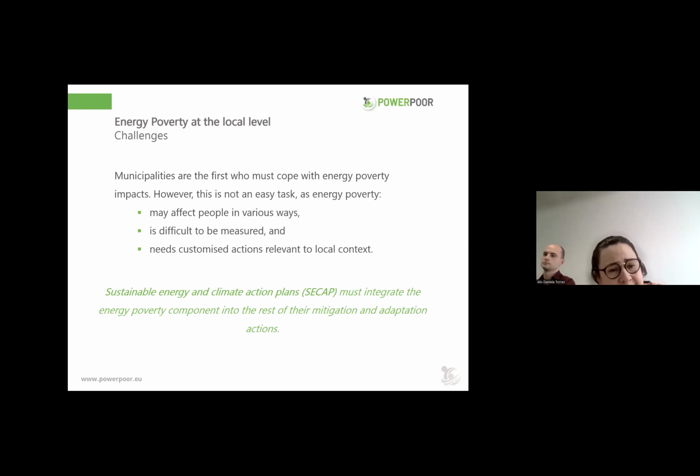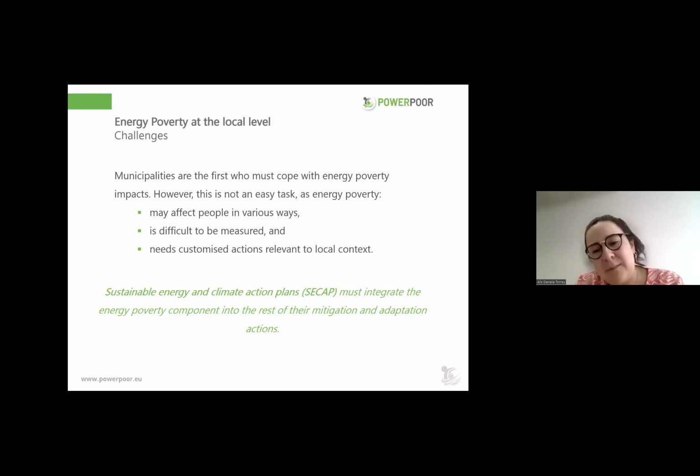So there's a planning document, and just for everybody to know, municipalities that are committed to climate action and sustainable energy development officially have to develop a Sustainable Energy and Climate Action Plan. That is the tool we use, which we call the CCAP, okay? It allows them to integrate an energy poverty component into their whole climate and sustainable energy strategy.